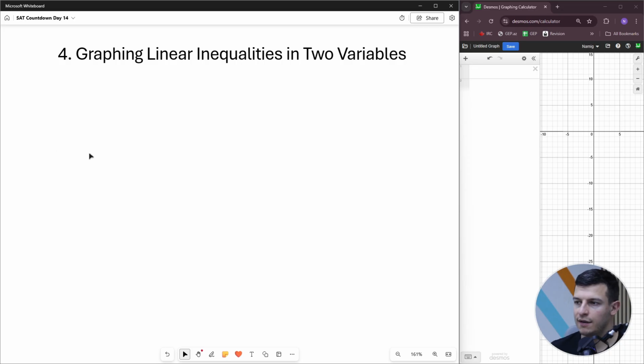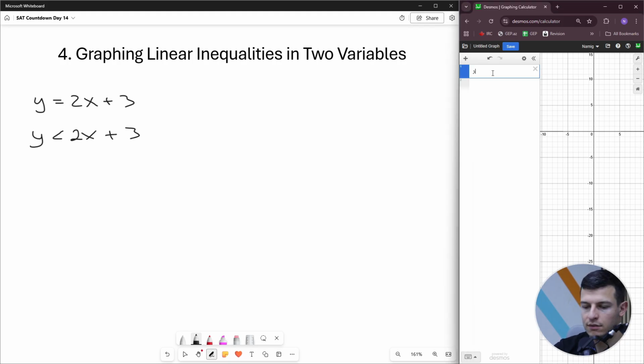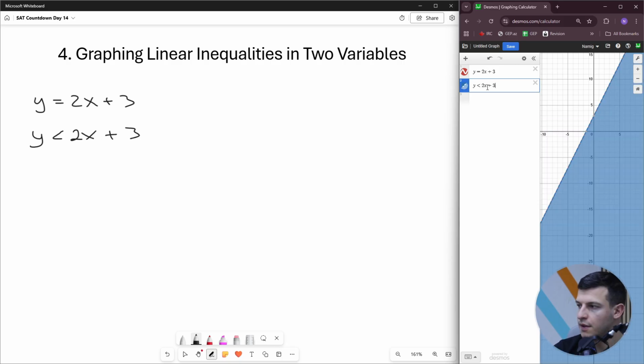Now, obviously, because it's a linear inequality, the graph is similar to linear equations in that they're both straight lines, right? So if I have y equal to 2x plus 3, we know that that's a straight line. If I say y less than 2x plus 3, that's also going to be a straight line. Okay, so let's try it out. 2x plus 3, that's a straight line with a positive slope. y less than 2x plus 3. Now, this one is, well, I said that it's a straight line.